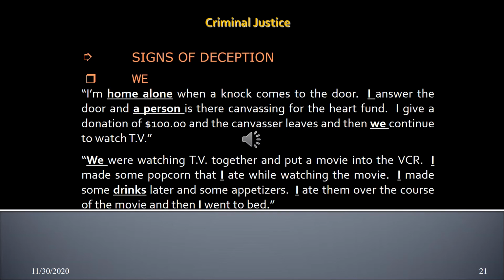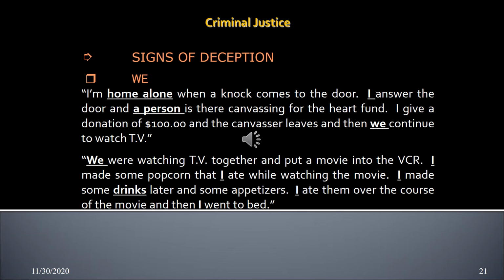Another couple ones involving we. So I'm home alone when a knock comes to the door. I answer the door, and a person is there canvassing for the Heart Fund. I give a donation of $100, and the canvasser leaves, and then we continue to watch TV. So this is a change of inconsistencies, right? From we to I, and back and forth again. And it has to be in clusters, and it has to be timely in order to understand exactly what the problem was.